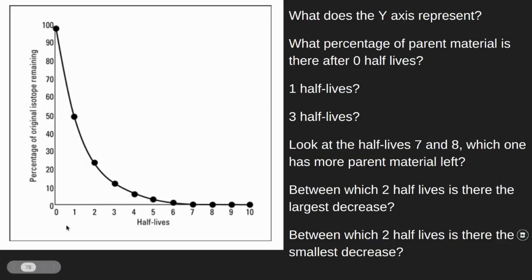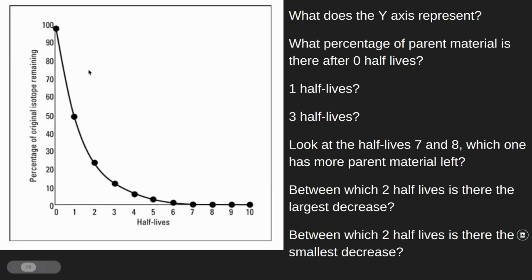So far, so good? Well, what about at 1 half-life? What percentage of original parent material is left? Well, we go to 1, we go straight up over here, and it tells us that 50% would be left. So that would be right there. Pause it and see if you can do the rest of them. What about after 3 half-lives over here? It's a little hard to tell what the exact number would be, but it's about 12.5% right there.